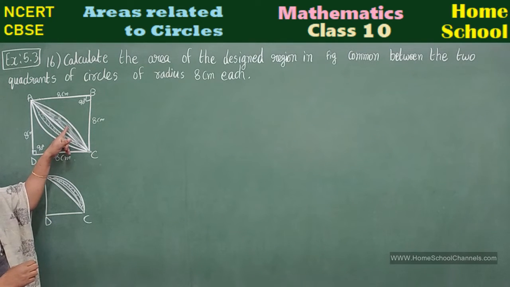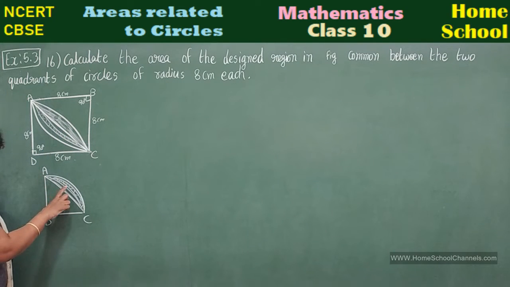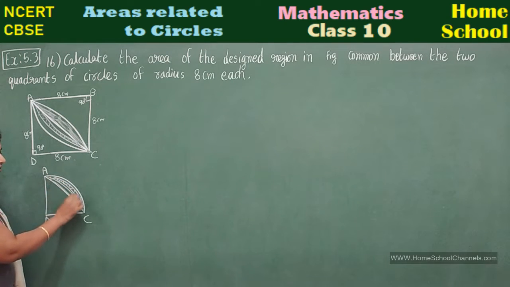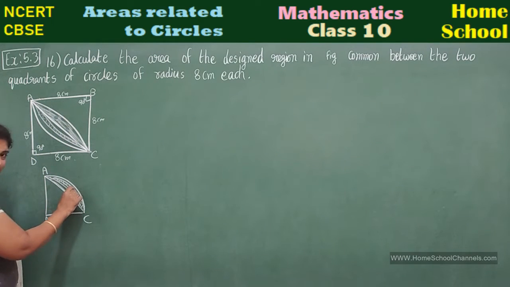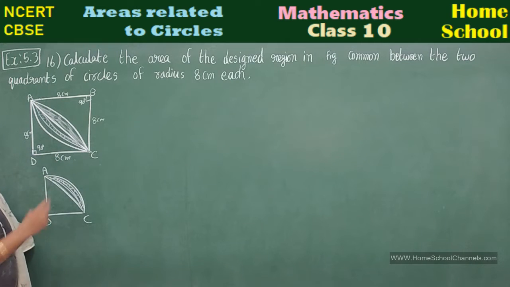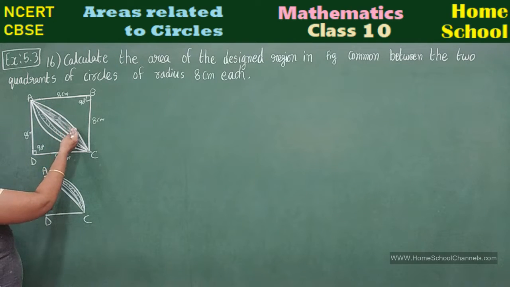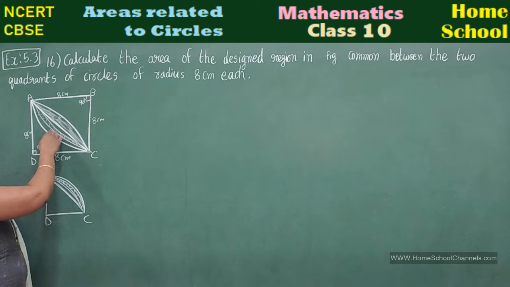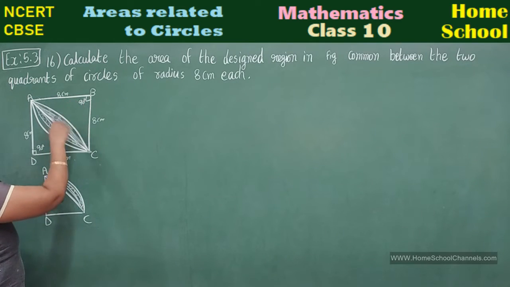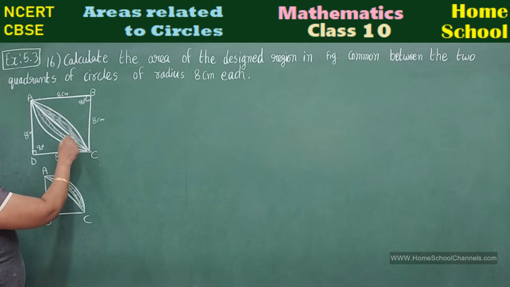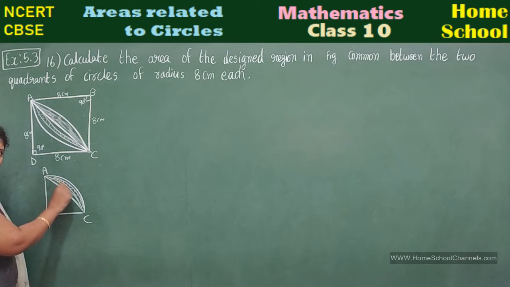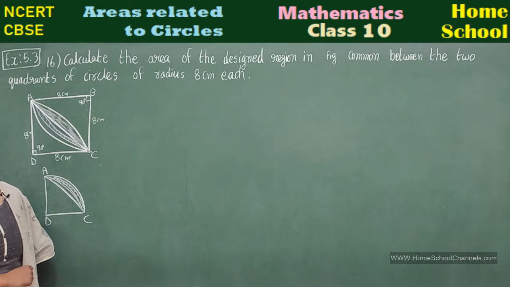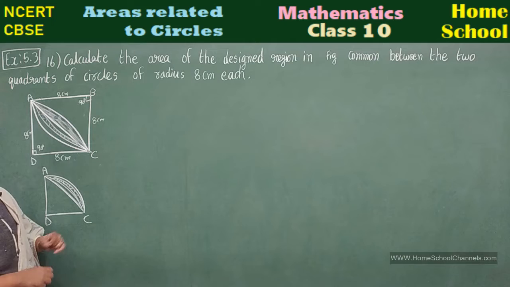How can I get that region's area? From the area of a quadrant, subtract the area of a triangle, and you are going to get half of the design. Then after getting this answer, multiply by 2. Why? The same design region will be there on this side also. Or if you want, you can find this quadrant minus this triangle, which will give you this region. Both you can add, or directly after finding one half of the design, multiply it by 2. Right? Let us start the solution.